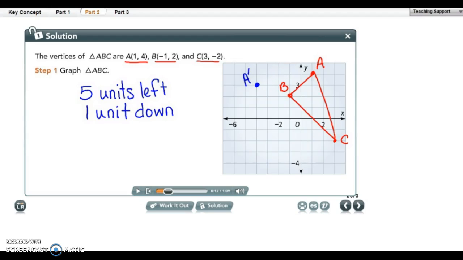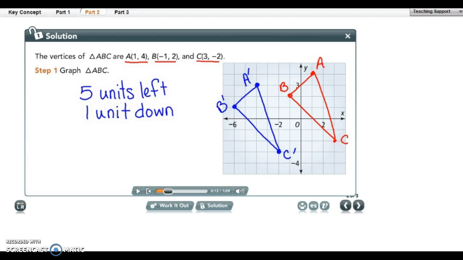For B, we're going to move 5 units to the left. 1, 2, 3, 4, 5, and 1 unit down. So B prime is going to be here. And then C is going to be the same thing. So 1, 2, 3, 4, 5 units to the left and 1 unit down. This is going to be C prime. Then we're going to go ahead and connect.